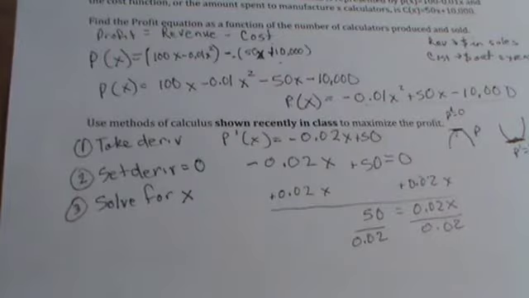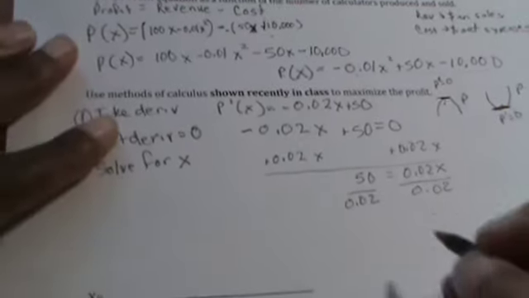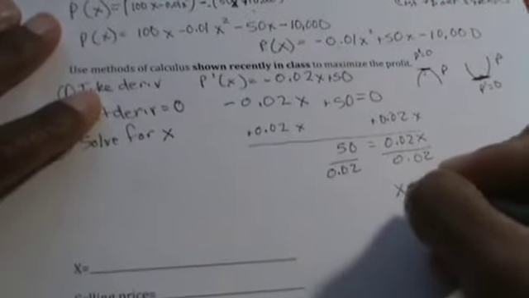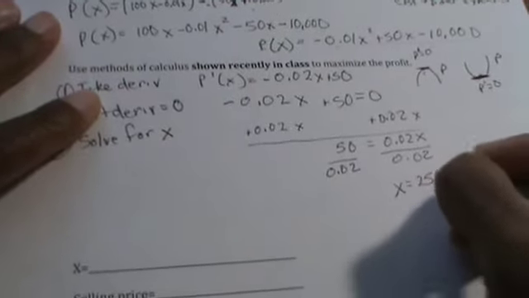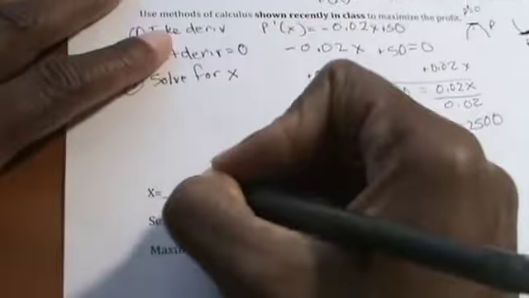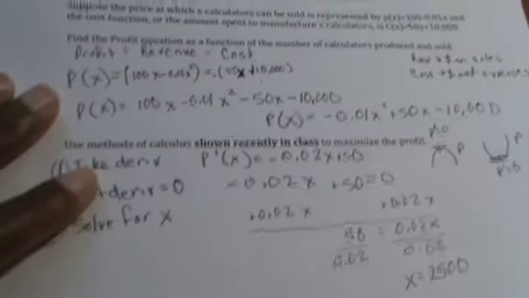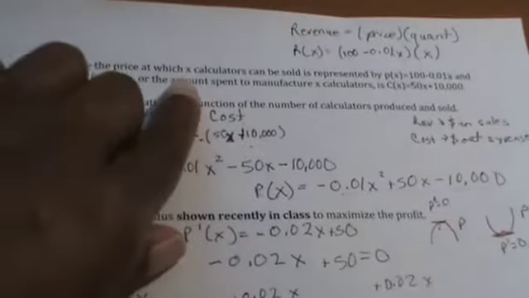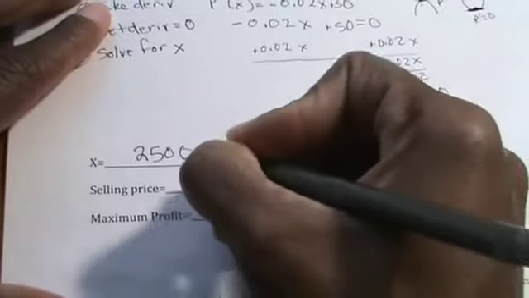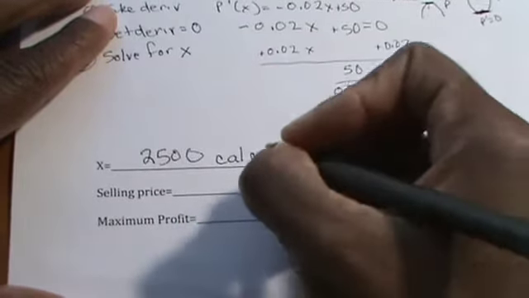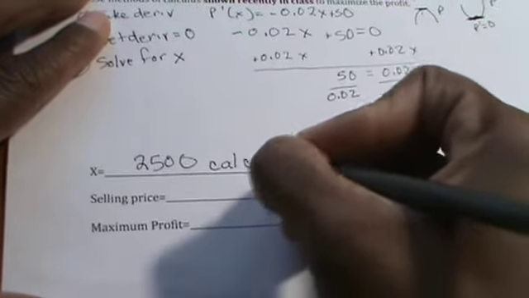And I got 2,500. So from all of this, I get that x equals 2,500. So over here, where it says x equals, I'm going to put 2,500, but I need units. So I gotta go all the way back to my beginning and say, oh yeah, it was calculators. So make sure you're writing that because as you know, I am particular. Calculators.